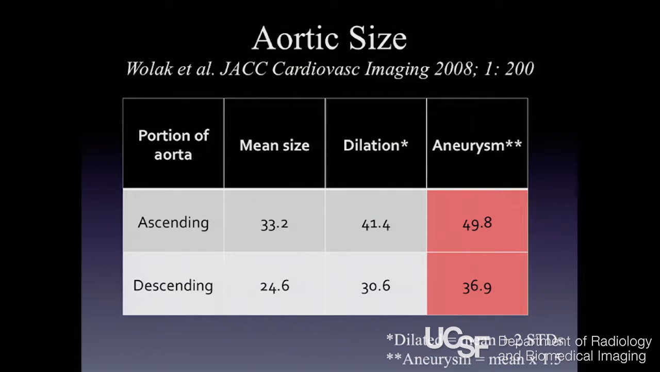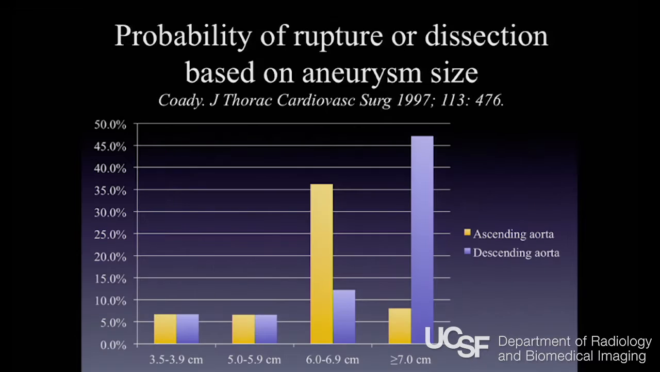Now, we'll see in the next slide, and I'm going to come back to this slide in a second, this is a chart of the risk of rupture, which is perhaps the most important thing to know because we want to know when we need to intervene and do surgery. So we want to know when that risk of rupture goes up from a low baseline of around 5% or less and starts to go significantly up. You can see that for the ascending aorta, that happens at around 6 centimeters. Above 6, the risk of rupture goes up to about 35%. Below 6, it's somewhere in the range of around 5%. And for the descending, that threshold is around 7 centimeters.